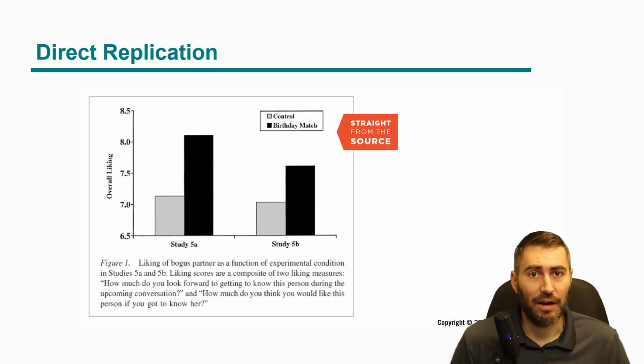As you can see in the graph, when the partner's ID number matched their birthday, they liked the partner more than when the ID number did not match their birthday. You can see the results for the original study, 5A, and the direct replication, 5B. Although direct replications make a lot of sense, when using one, you run the risk of repeating the threats to internal validity or construct validity in your original study in your direct replication. Consequently, researchers sometimes turn to other forms of replication instead.